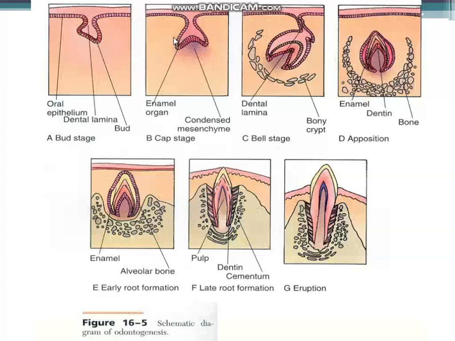So the dental papilla, whose most peripheral layer of cells is separated from the inner enamel epithelium by the basal lamina, is responsible for the formation of the pulp and dentinum of the tooth. And now we are talking about the continuation of the bell stage. And now we know that the inner enamel epithelium will develop into the ameloblasts. The ameloblasts will begin to produce enamellum. Enamellum will be produced in a downward direction.